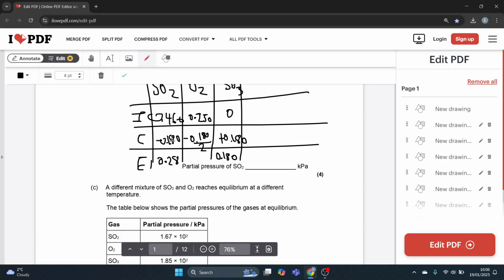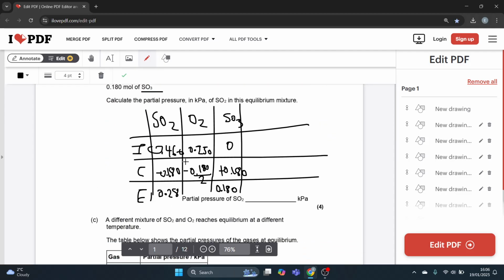And for O2, I'm going to minus 0.180, but because it's a 1 to 2 molar ratio, I'm going to divide that by 2. So 0.250 minus 0.180 divided by 2 is 0.16. Now it wants me to calculate the partial pressure of SO2.